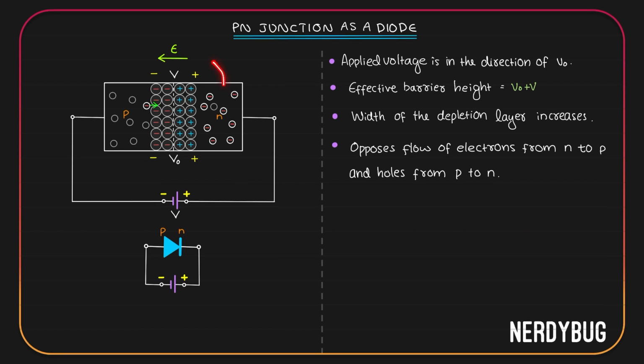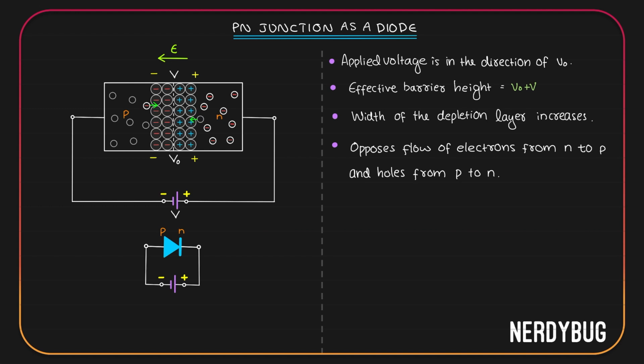The same thing happens in the N side also. We know that even though the number is really less, there are still holes in the N side. So if a hole reaches somewhere near the depletion region, the strong electric field will exert a force on it. The force will be equal to plus E. Since the electric field is so strong, the force will also be really strong. It will sweep the hole to the other side.